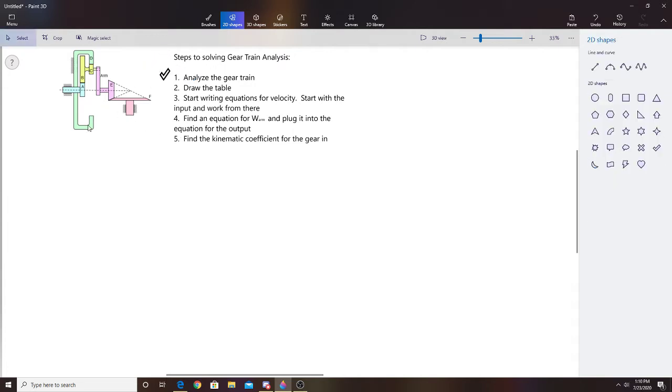So what we have here is the same setup we did yesterday, right? We have a shaft moving gear A. It is externally contacting with gear B. Gear B is on the same shaft as gear C. Gear C and D are internally contacting each other. And then gear C is attached to the arm. And then the arm is attached to gear E and gear F.